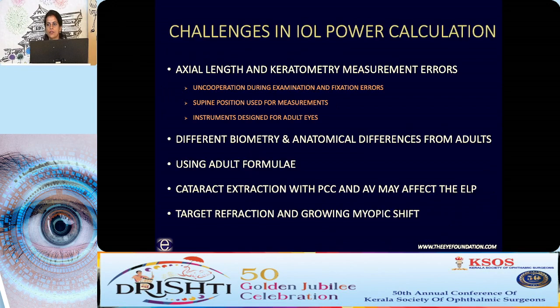And why is it so difficult to manage traumatic cataract in a pediatric age group? It is because there are a lot of changes in axial length and keratometry, especially in the first 2 years of life. And children are quite uncooperative, especially when they undergo a trauma. There could be a lot of stress. The parents will be stressed. And there are different biometry and anatomical differences from adults, and we need to use adult formulas and adjust for the pediatric population.